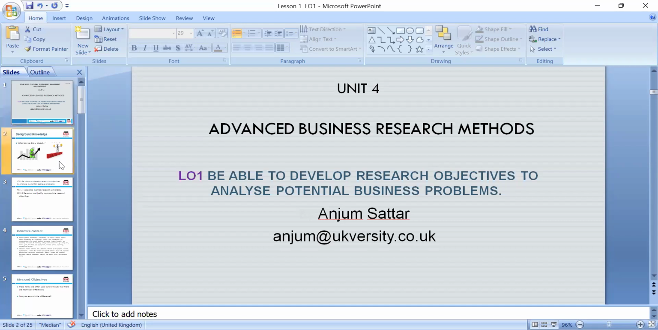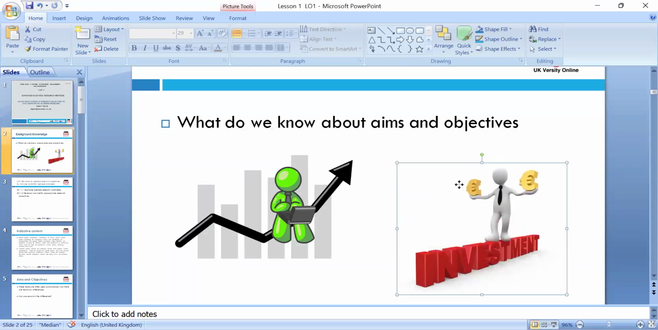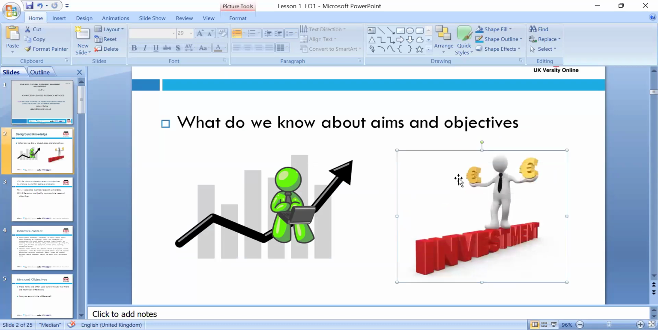Okay, any activity will always start. Always ask yourself what you know about research aims and objectives. Aims, just think about, have we learned the difference? Aim is what you will do and why you will do it, and objective is what you will achieve at the end of the activity, the end of the research.